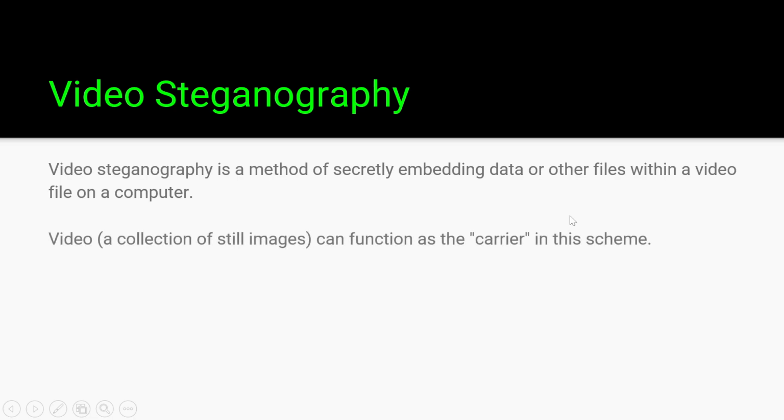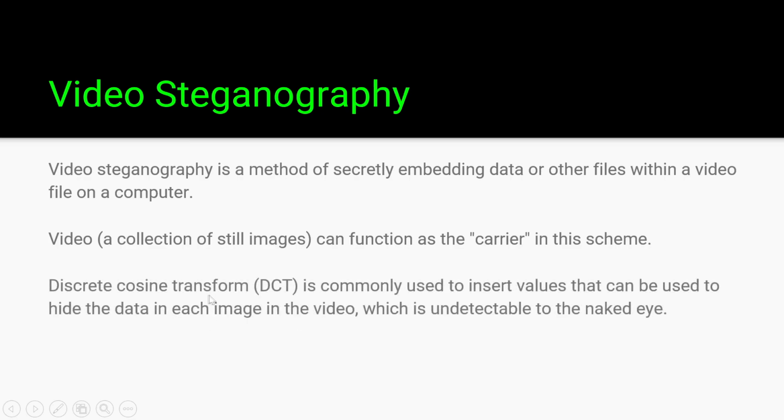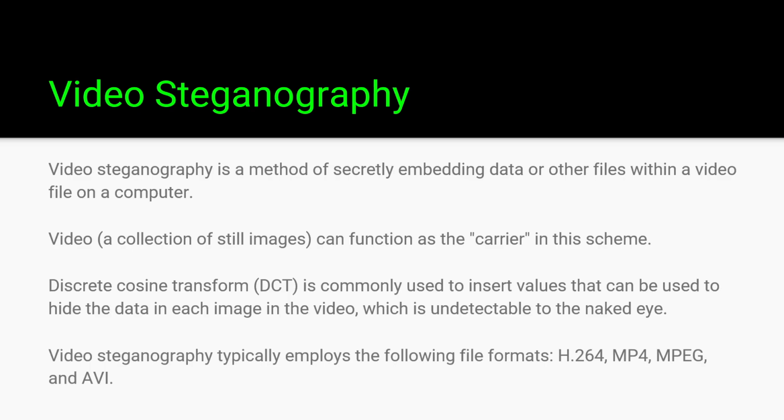And we have the video steganography. Video steganography is a method of secretly embedding data or other files within a video file or a computer. So a video, a collection of still images, can function as the carrier in this scheme. And discrete cosine transform, DCT, is commonly used to insert values that can be used to hide the data in each image in the video, which is undetectable to the naked eye. Video steganography typically employs the following file formats: H.264, MP4, MPEG, and AVI.